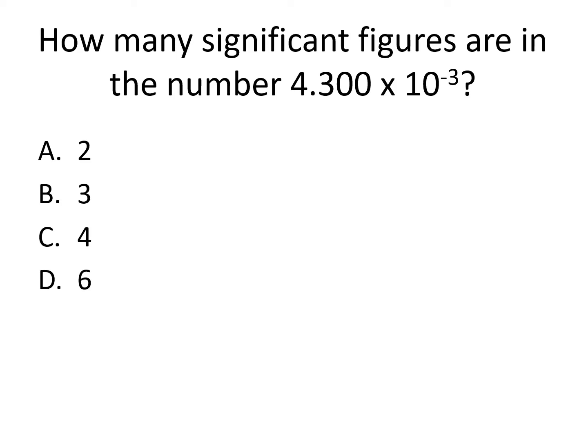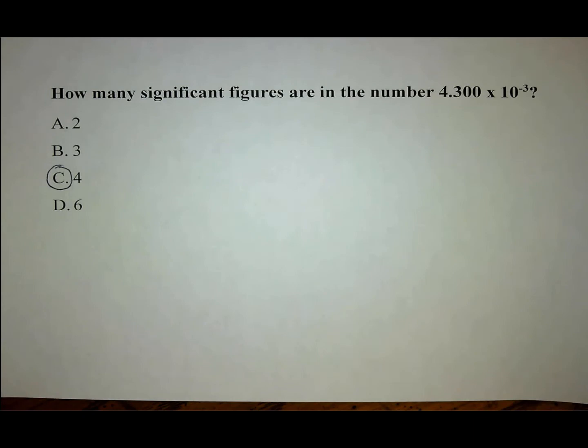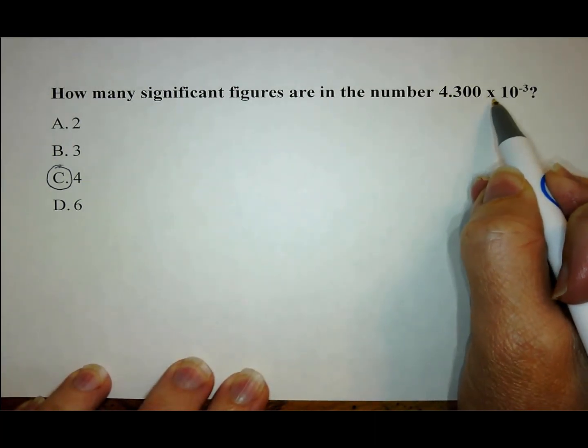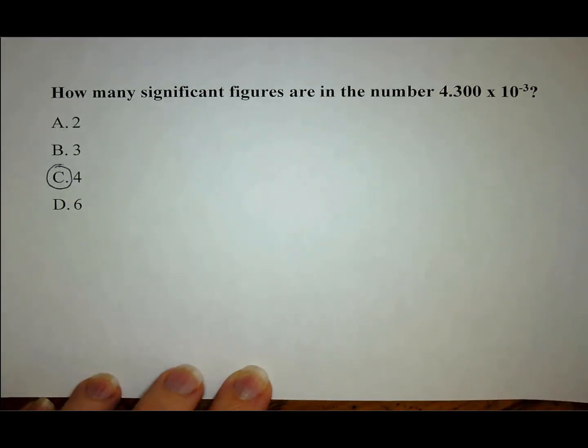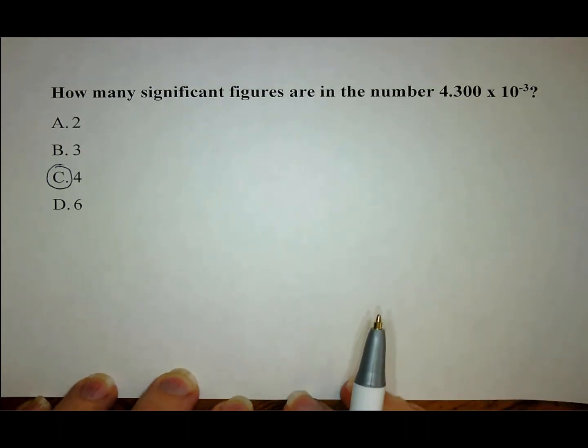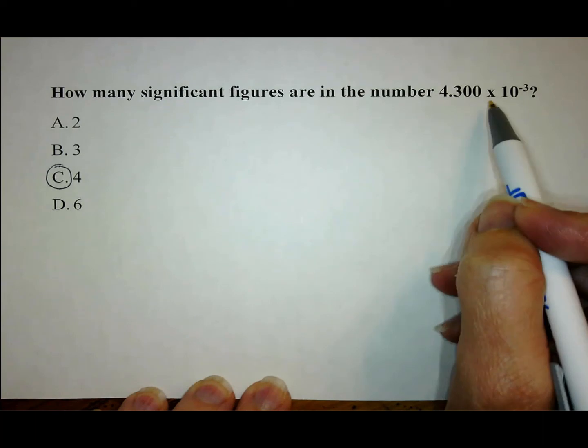How many significant figures are in the number 4.300 times 10 to the minus 3? Is it A, 2, B, 3, C, 4, or D, 6? The correct answer is C, 4. When we're dealing with numbers in scientific notation, we can basically ignore the power of 10. So we're really just looking at this first part, the 4.300. The 4 and the 3 are significant because they're non-zero digits, and the zeros are significant because they're on the right and there is a decimal point in the number. So we have 4 sig figs.